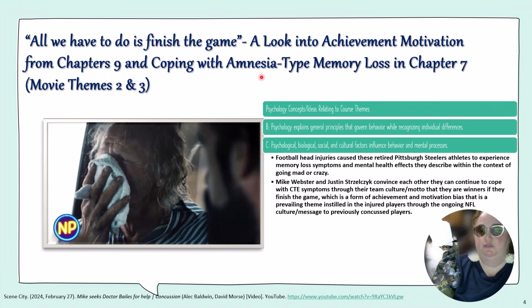"All we have to do is finish the game" is a major achievement, motivation, and bias that is weaved throughout the story. They're always telling them it's all about the game, it's all about winning, and that sacrifice is part of winning. So these gentlemen, when they start to talk in the car about the symptoms they're experiencing, they don't know it's CTE because they keep telling them they're fine, and they're not finding it on the scans when they go to see Dr. Bell's.